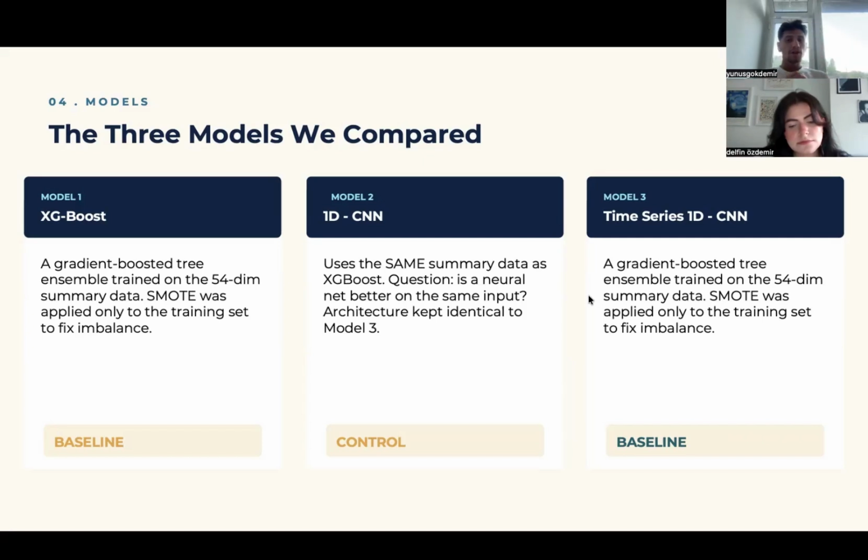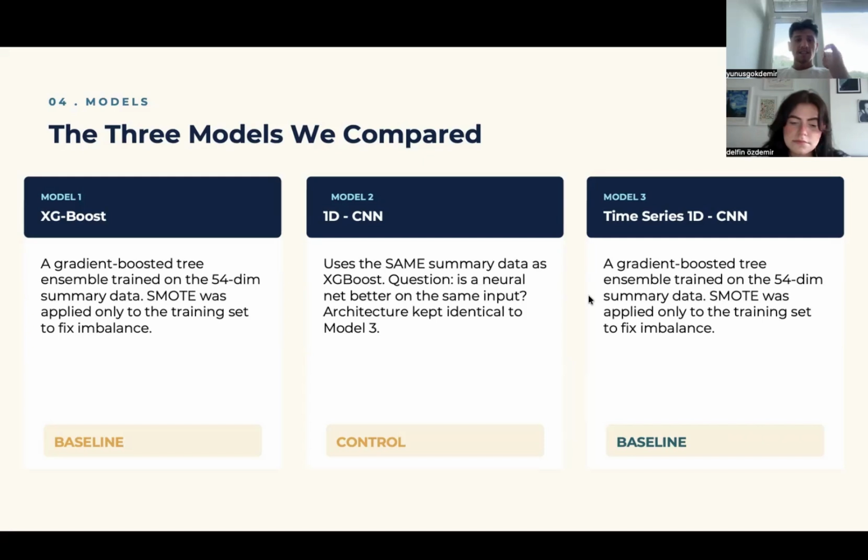And secondly, model 2 is a one-dimensional CNN on the summary data. It used the same 54 numbers as XGBoost. Its entire purpose is to answer one question: given identical input, does a neural network do better than the tree baseline? Its architecture is kept identical to model 3. And finally, model 3 is our proposed model, a time series CNN.